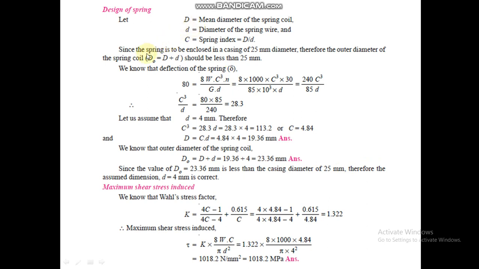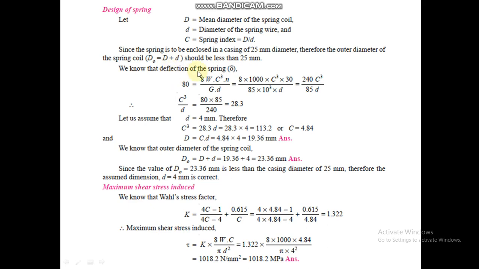As you know, since the spring is to be enclosed in a casing of 25 mm diameter, therefore the outside diameter of the spring coil should be less than 25. Since in our question it is given that we have to put this spring in the casing which is of 25 mm diameter, it is obvious that our spring should be less than 25 mm diameter, meaning its outside diameter should be less than 25. So outside diameter is DO, that is mean diameter plus wire diameter, D plus d.